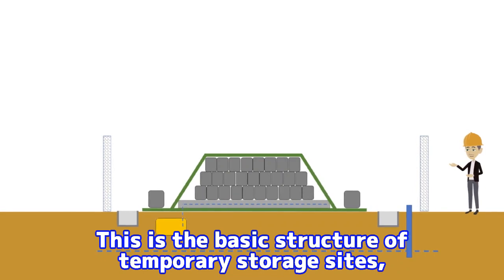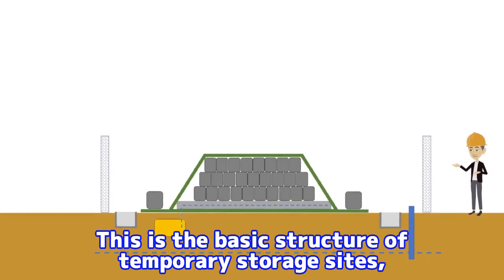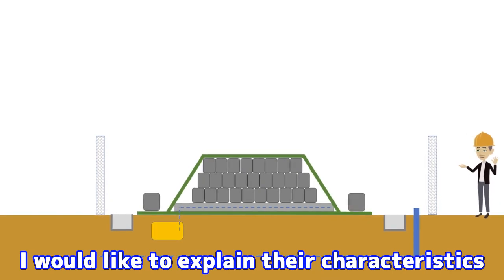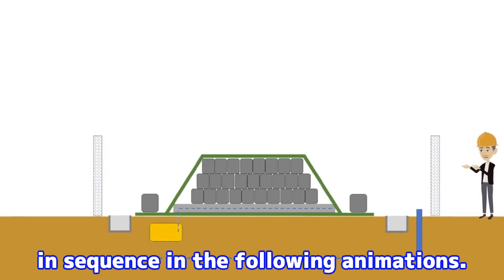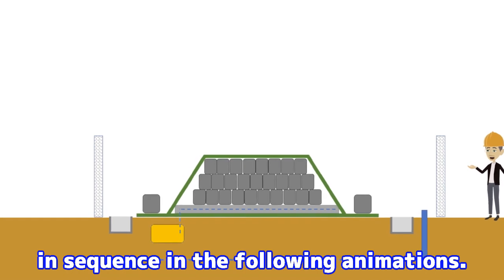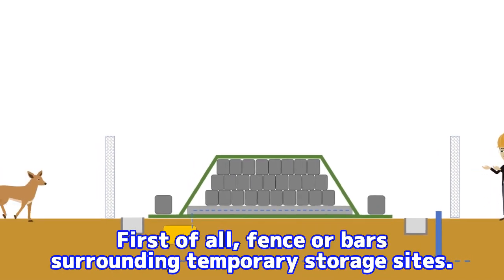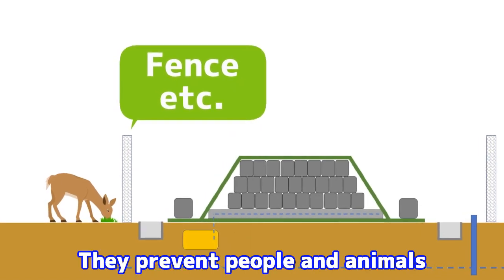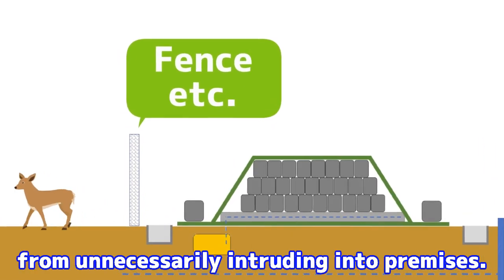This is the basic structure of temporary storage sites, although there are a variety of types. I would like to explain their characteristics in sequence in the following animations. First of all, fence or bars surrounding temporary storage sites. They prevent people and animals from unnecessarily intruding into the premises.